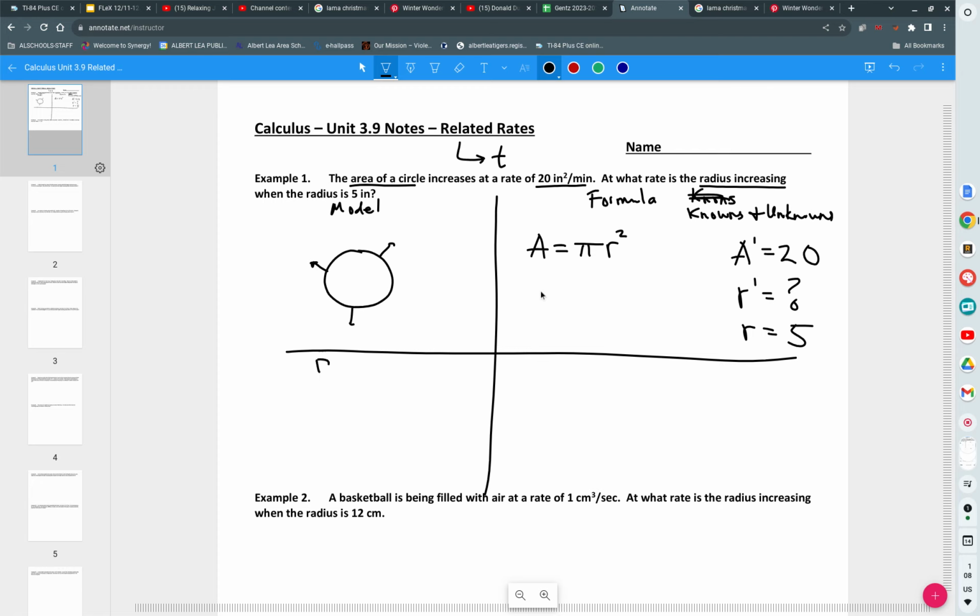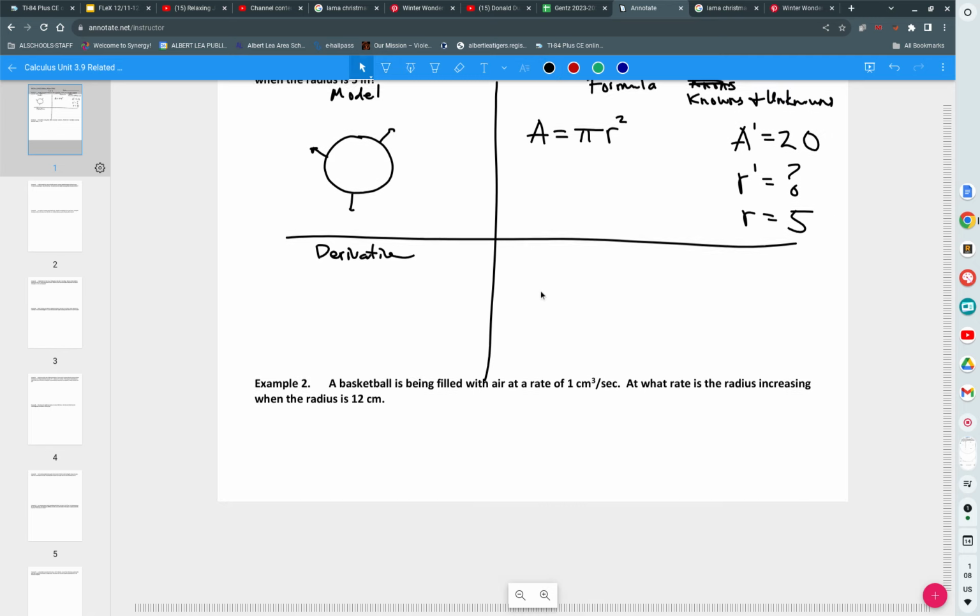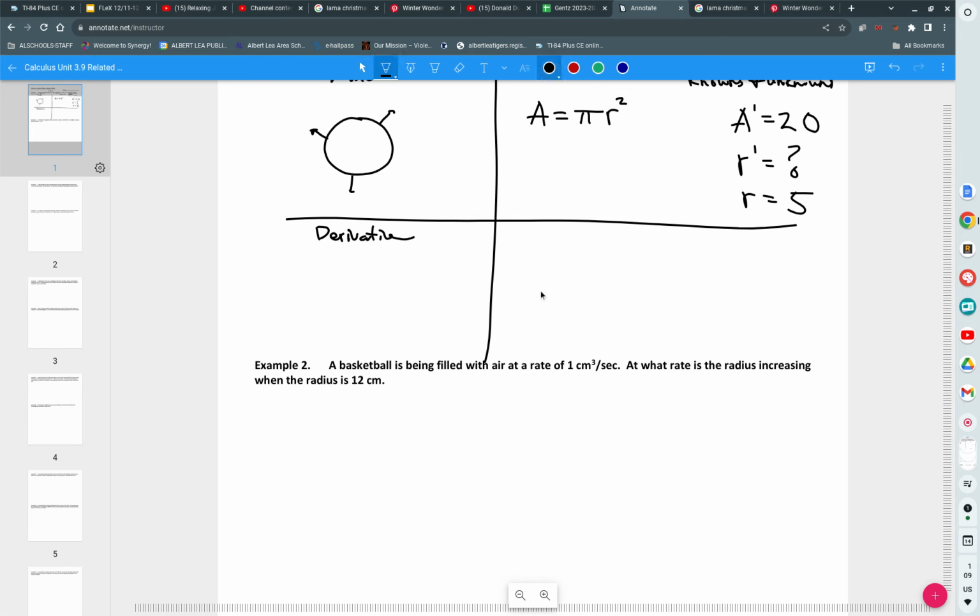This is where I like to take my derivative. And I take the derivative with respect to time. The derivative of area equals pi r squared. And because it's with respect to time, this is where we consider implicit differentiation. So when you take the derivative of A, it's 1 times A prime.